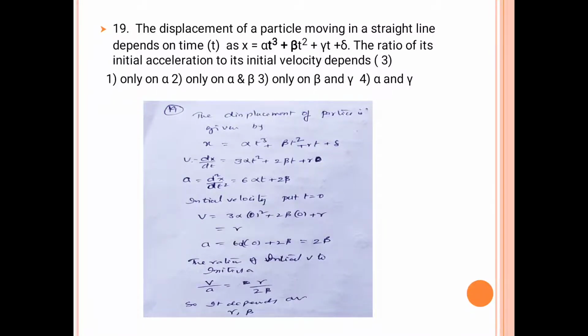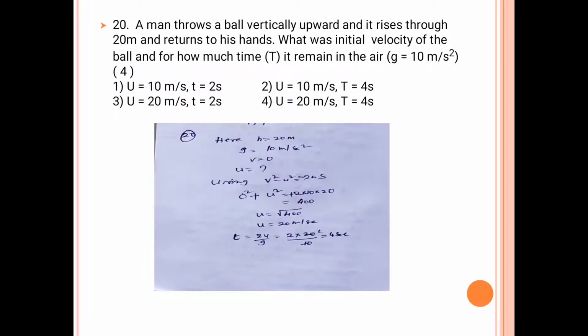Here the ratio of the initial v to the initial a, you will get v by a is equal to r by 2b. That means it depends upon r by b. So the ratio depends upon r, that is gamma and beta. So it is also a very simple calculation. The only thing is that you are able to differentiate it. That mathematical calculus you have to know. If you know that, it is very easy. Next, 20th question.